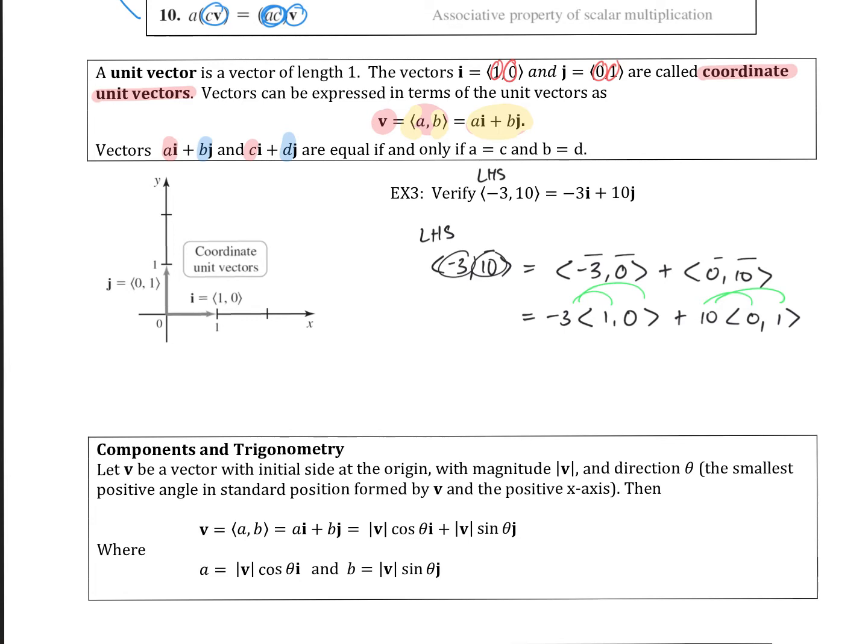And we already know, if you remember, that i is equal to (1, 0). So we have -3i. One thing to note, when I write my i, just because I don't want it to look like a 1, I usually put a little tail in the opposite direction. So -3i plus, and we already learned that j was equal to (0, 1), so I'm going to substitute that out for j. 10j. And there we go. They are equal. We have done what we needed to. They are the same thing.